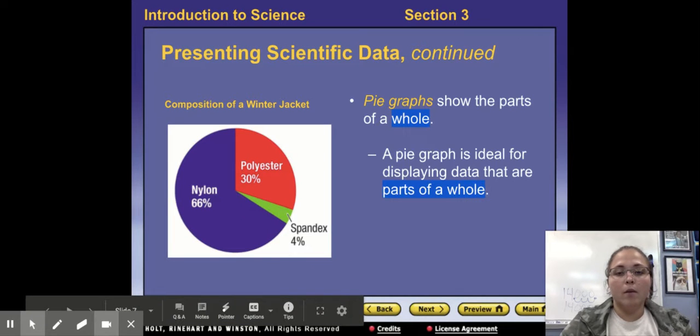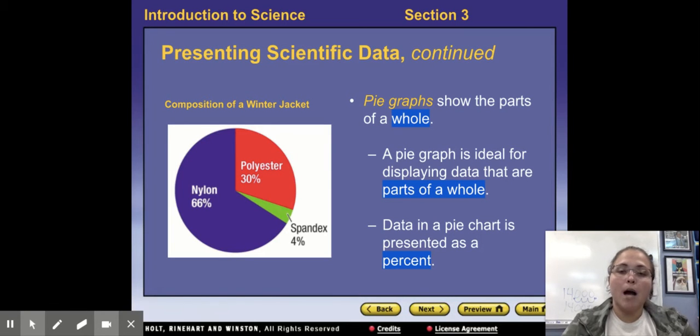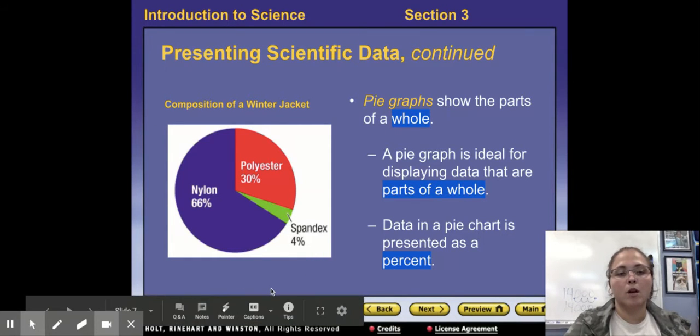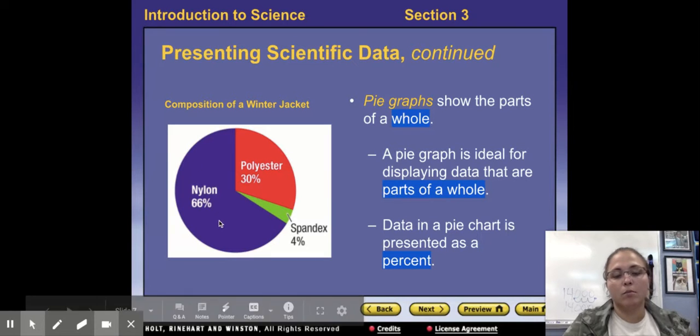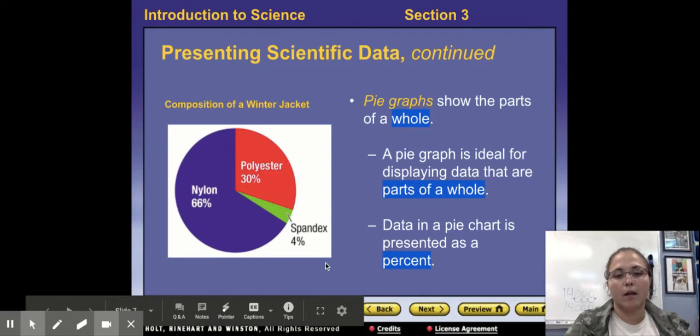The other type of graph that we look at are pie graphs or pie charts. Pie charts show how parts of something relate to the whole. A pie graph is ideal for displaying data that are parts of a whole. So like if I took a whole group of something and I was showing how a certain part relates. Data in a pie chart is presented as a percent. So this particular one is showing what a winter coat is made out of. And so 66% is nylon, 30% polyester, 4% spandex.